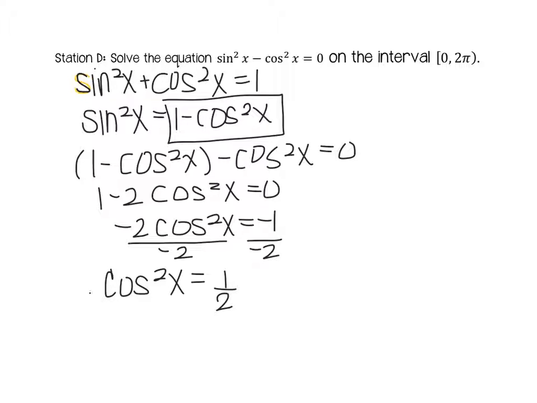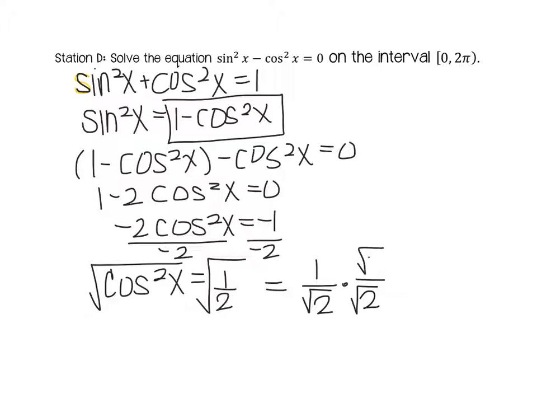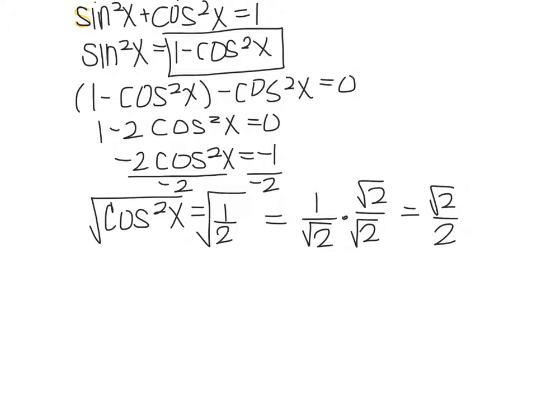Alright, so now I want to take the square root, and that gives me the square root of 1 is 1 over root 2. Well, as you guys know, we cannot have root 2 on the bottom, so I'm going to rationalize that denominator, and I'm going to get root 2 over 2. So basically what I'm saying here is, when is the value of cosine equal to root 2 over 2?